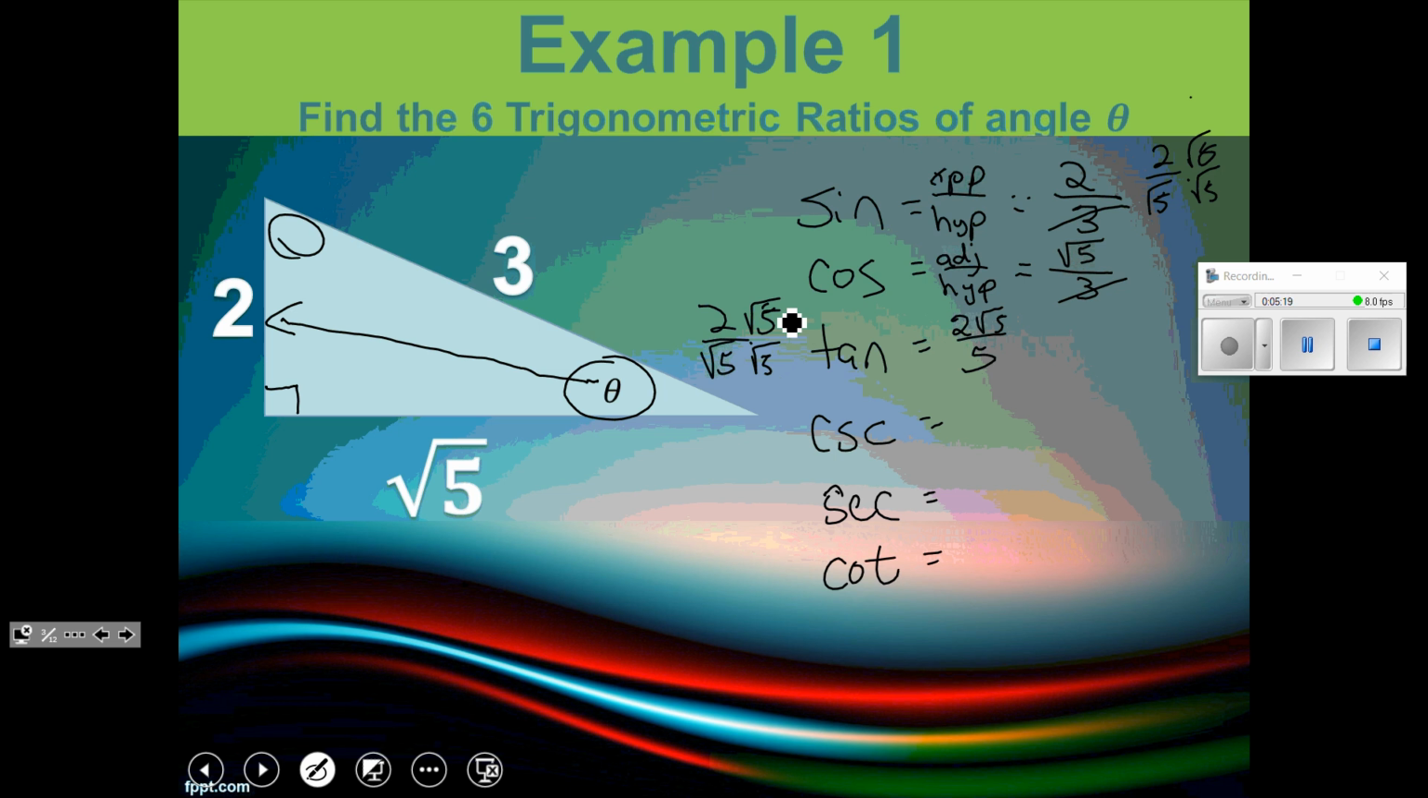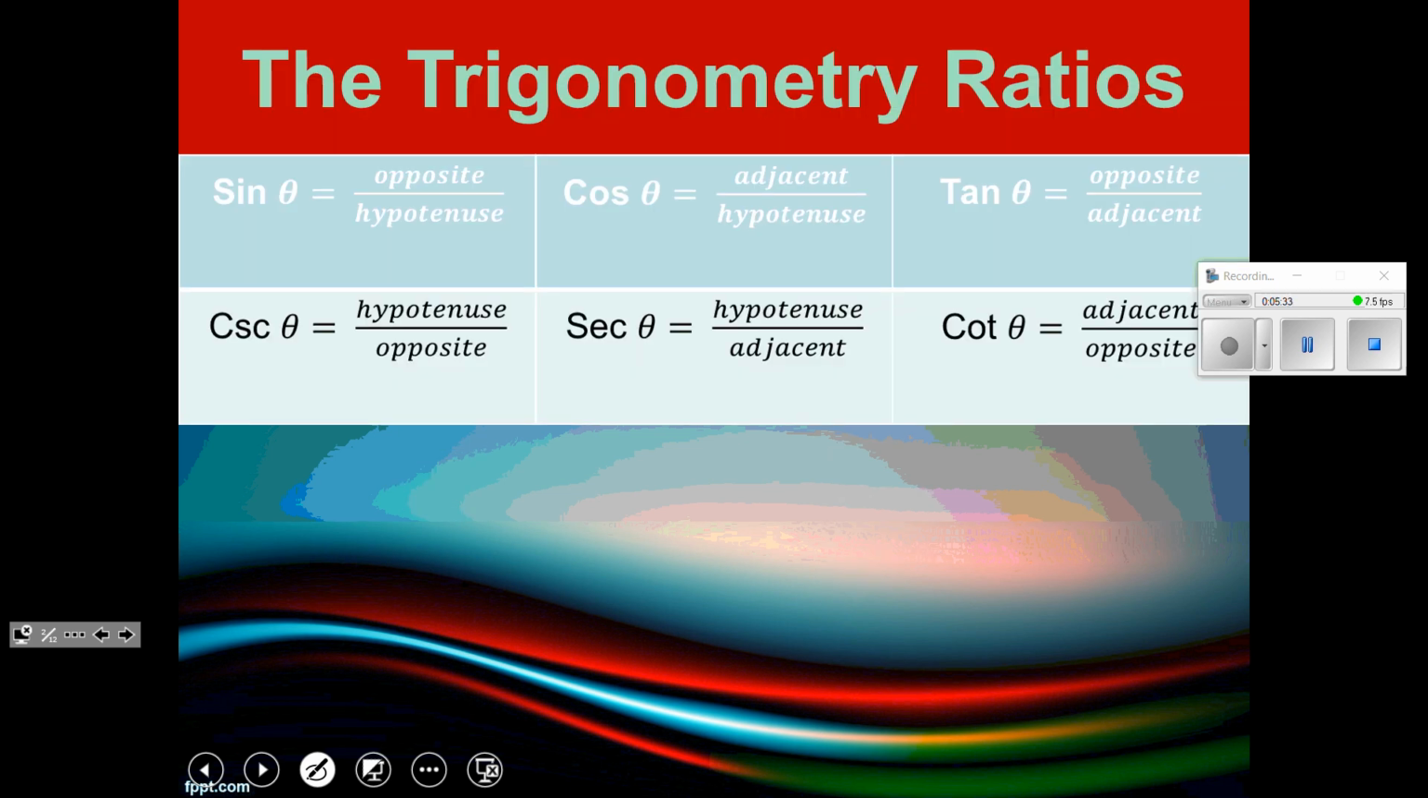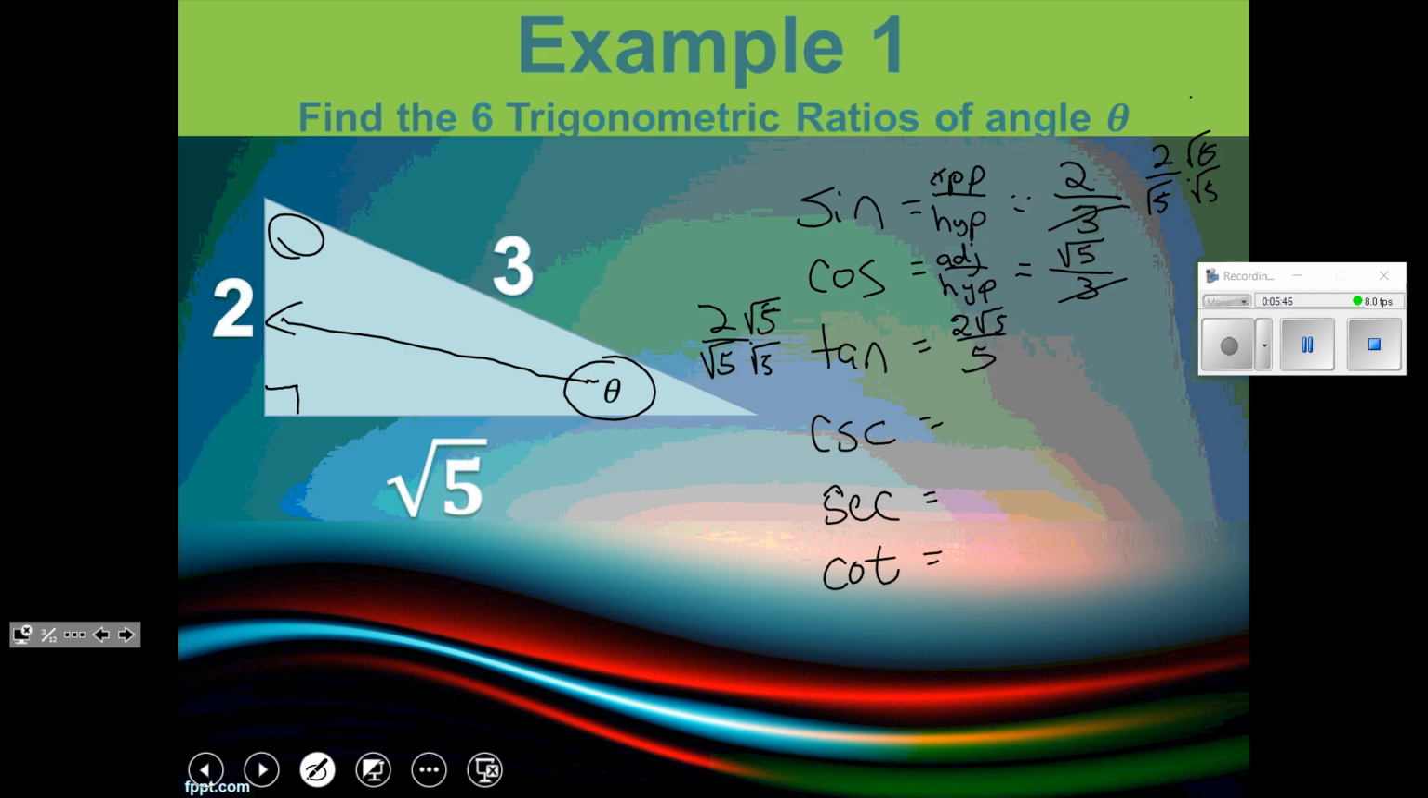If I know the sine, the cosine, and the tangent, what would I do with cosecant, secant, and cotangent? Just flip them. If it makes you feel good to do today's lesson, you can use hypotenuse over opposite, hypotenuse over adjacent, and adjacent over opposite, but I'm just going to flip them. So what's my cosecant? 3 over 2. What would the secant be? 3 square root of 5 over 5. Very good. And what would the cotangent be?